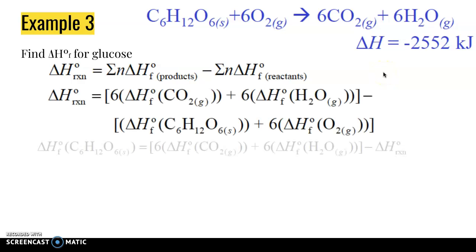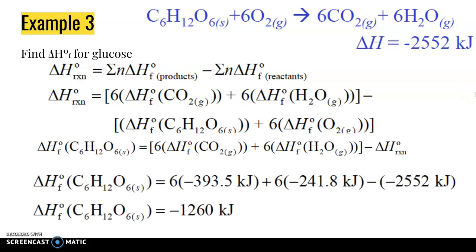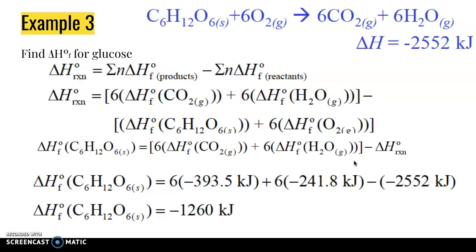So this is laid out, and this is rearranged to find the heat of formation of glucose, which here luckily is 1 mole. So we're going to be subtracting the heat of formation of the reaction, which is right here. If you plug in those numbers, go back to the textbook to find them, you should find these numbers, and you will get the heat of formation for glucose to be negative 1,260 kilojoules.